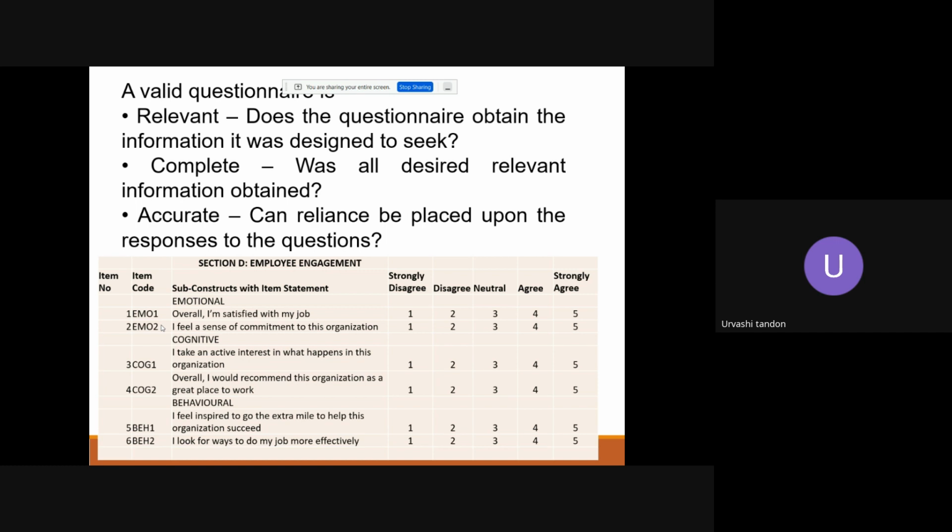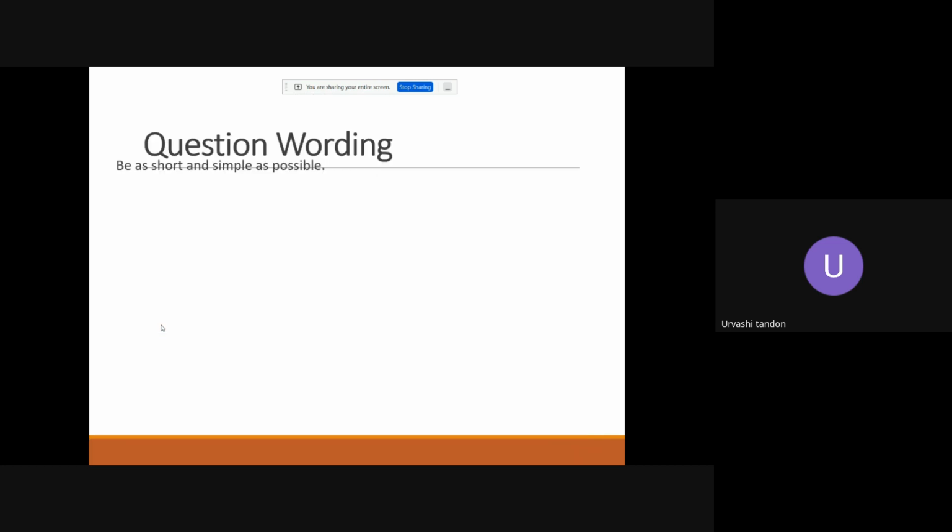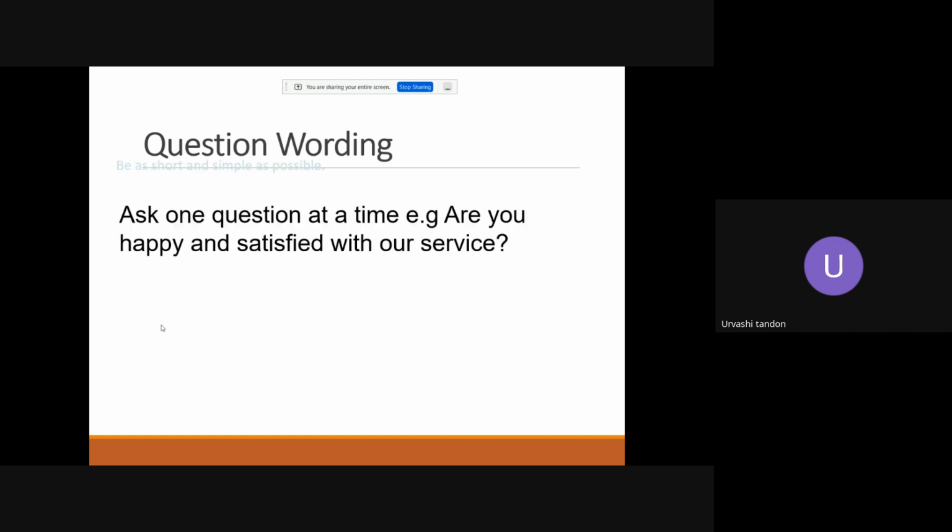When the item code is given earlier, it becomes very easy for us to identify the number of the question as well as which question exactly it is, right? In an Excel sheet it becomes very easy, because when we go for statistical tests in SPSS or AMOS, we don't give the whole question, we just give the item code. So the item codes help you to frame the models, right? Now, be as simple and short as possible.